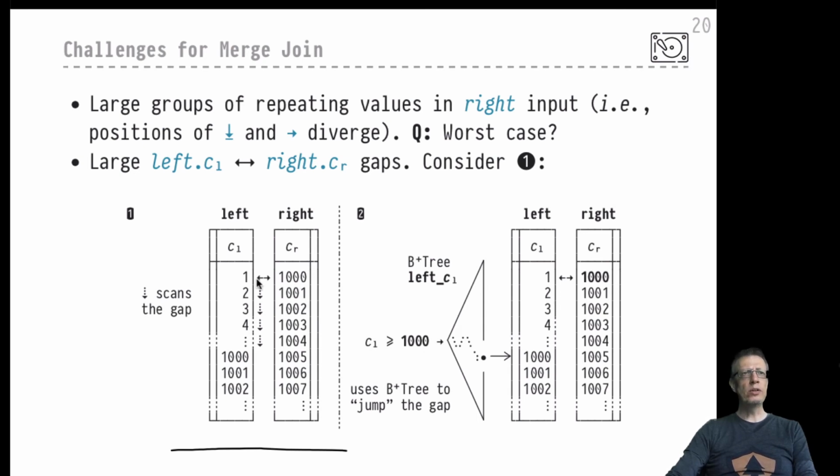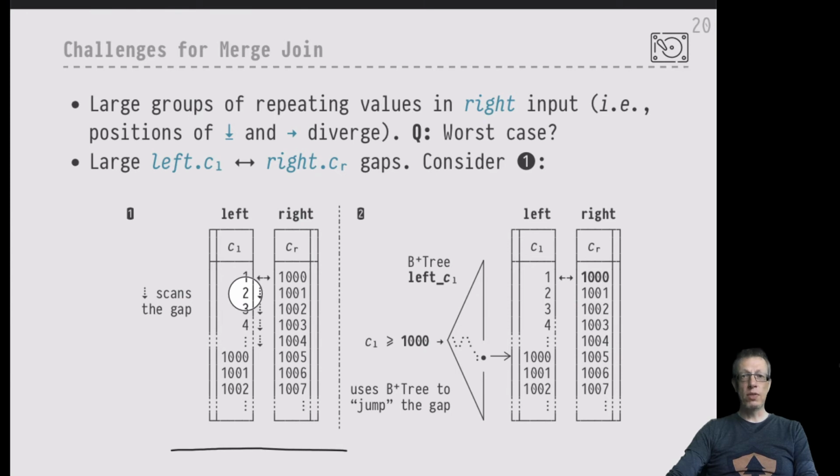In the value distribution that you see here in this left table, we would start our scan on the left-hand side at this particular position here, and we would find that there is no join match to be had. 1 and 1000, there's quite a considerable gap between these two values. So we would advance the left-hand side read pointer to try to find CL values that are larger and would finally approach this really large CR value here.